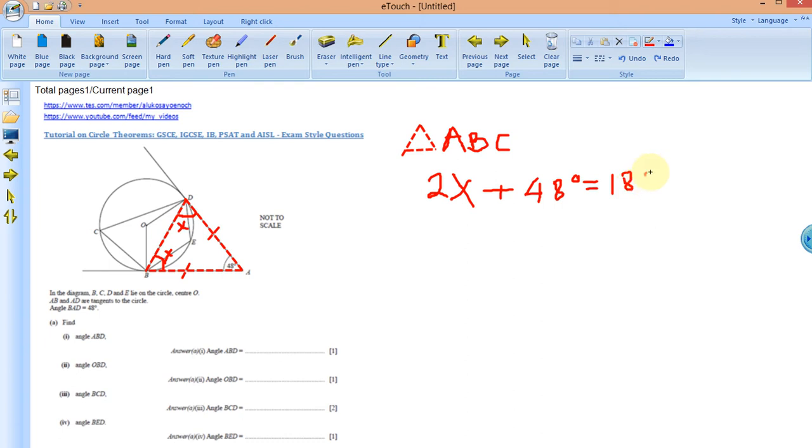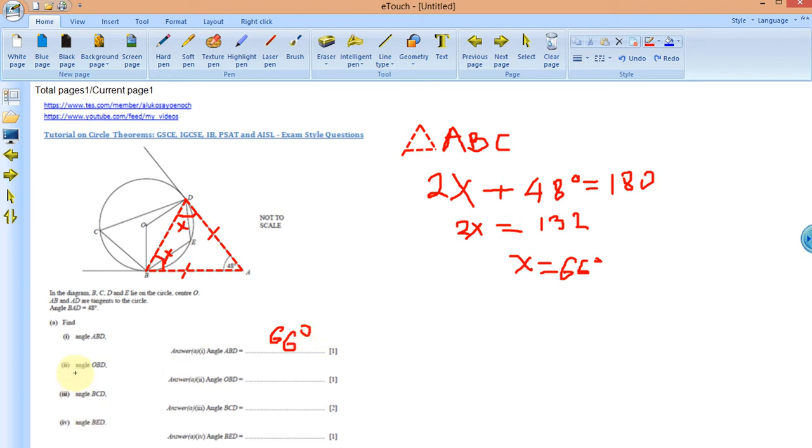So then from there I can go for my x. 2x will give me 180 minus 48, which is 132. So x will be 132 divided by 2, and using my calculator, that is 66 degrees. Hope everything is clear now. So this angle here is 66 degrees.